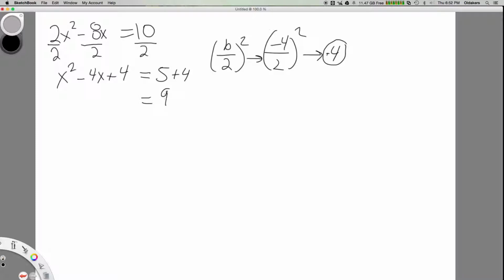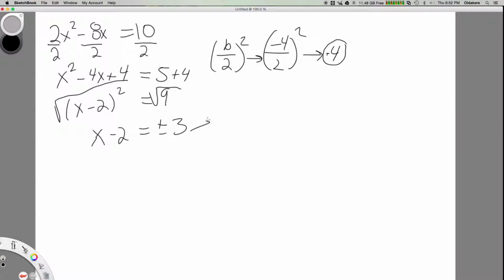5 plus 4 is 9. This factored is going to be x minus 2 squared. If you're curious at how fast I'm able to factor that, this term right here is always just b divided by 2, and you keep the sign. So from there, square root each side. I'm writing more and more on a diagonal. Let's try to fix that. So I'll have x minus 2 equals plus or minus 3.